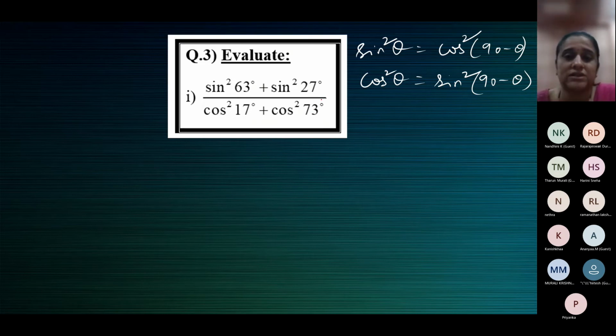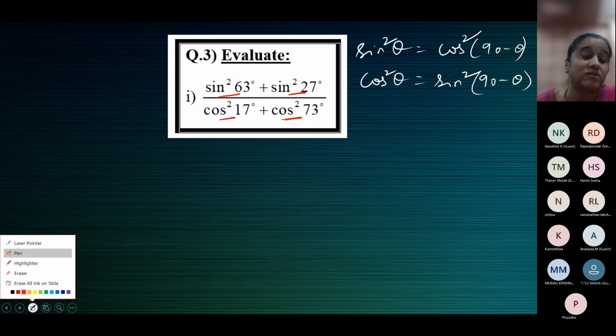Let's see. Maybe we have sine square 63 here. Let's not disturb this. Let's convert this one. And the denominator also. Maybe you can change this one to sine and have this as it is. See, you can in the numerator and denominator change any one. There is no rule that you'll have to change this one only. You choose which to change. Change any one. Don't change both at the same time.